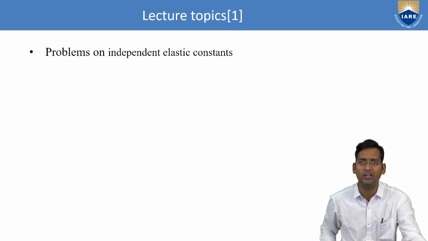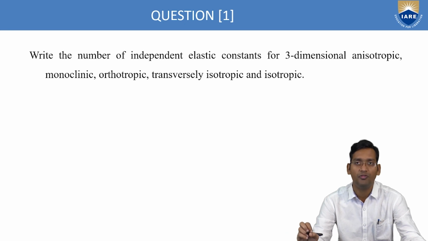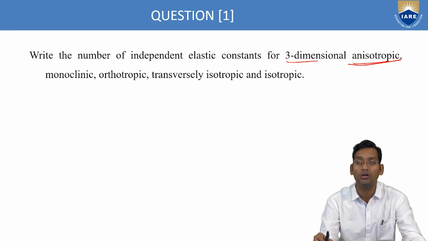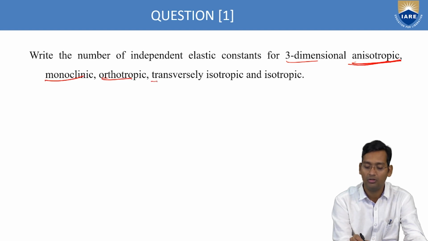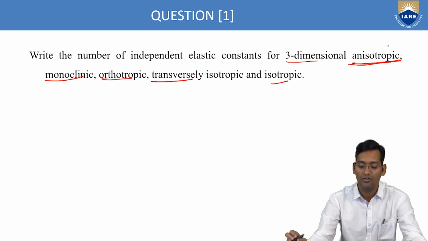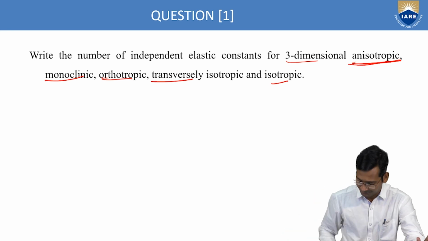This question you can find in your question bank also. Just see the question: write the number of independent elastic constants for 3-dimensional anisotropic. Here are the given conditions: anisotropic, monoclinic, orthotropic, transversely isotropic, and isotropic. For these 5 conditions you have to write how many elastic constants there are.